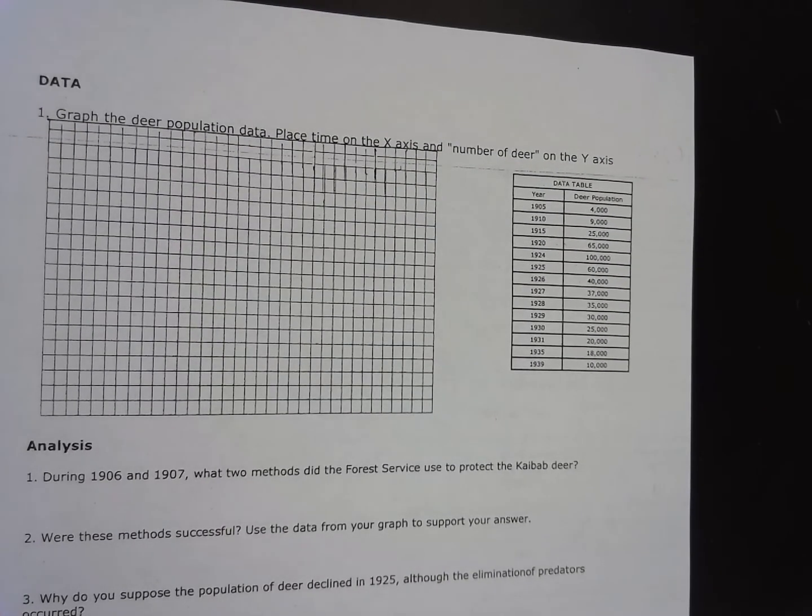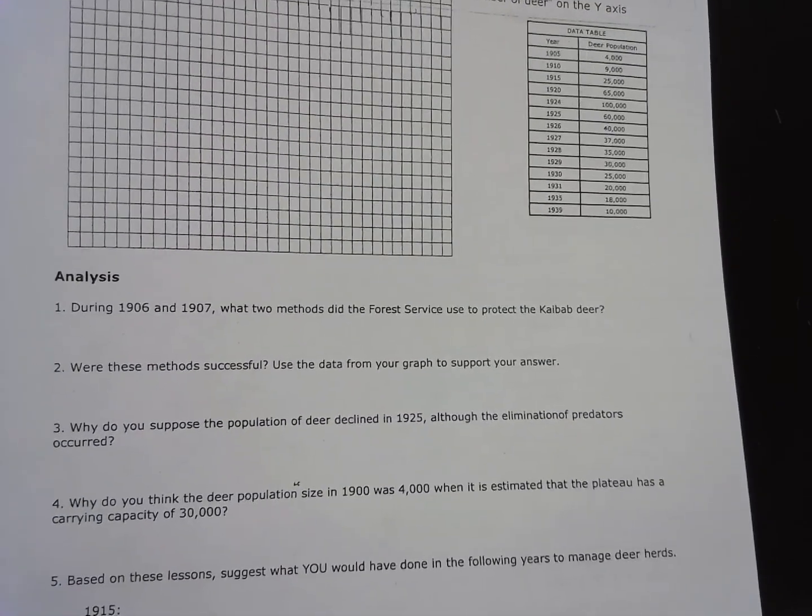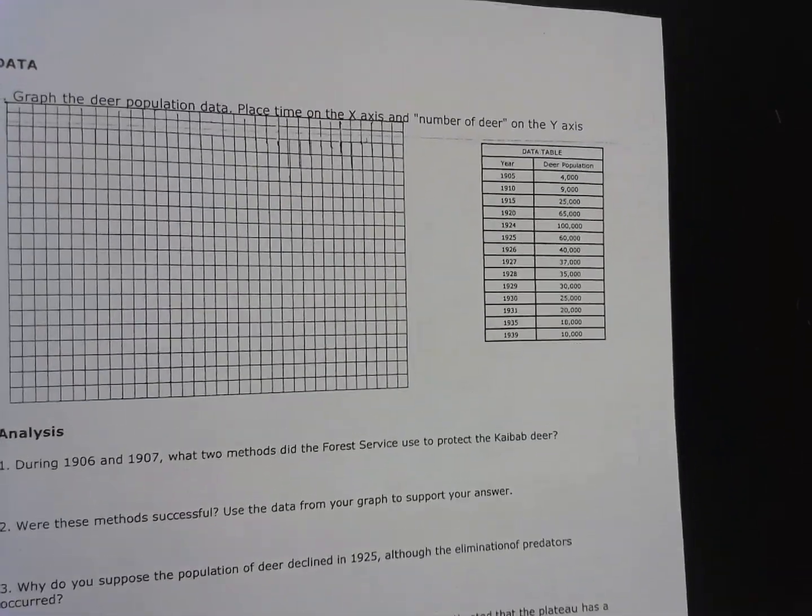So in order to start, we're going to first graph the deer population of the Kaibab deer, over a span of about 35 years. If you do not have a printer at home to print this out, again, you can do this on lined paper. Do your best to draw out some graph grid boxes, or maybe you can find some graph paper lying around the house. And of course, these analysis questions you could just answer on lined paper, just number your responses.